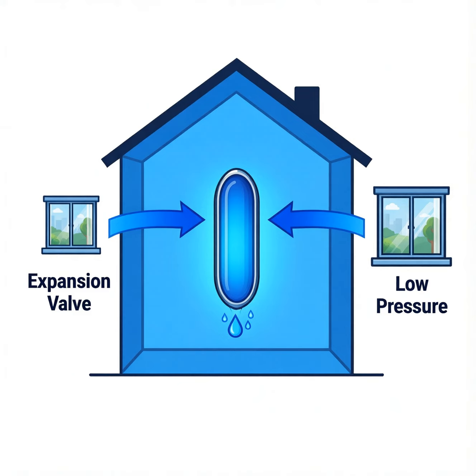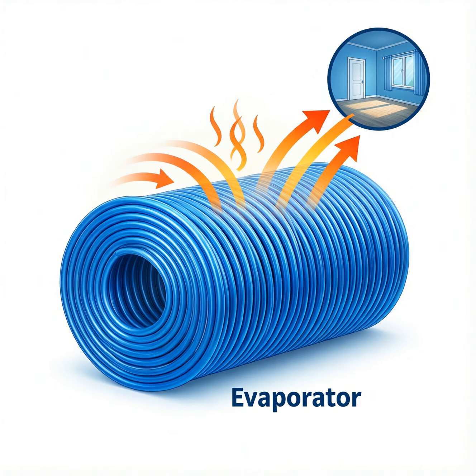An air conditioner uses a refrigerant that cycles through compression, condensation, expansion, and evaporation to transfer heat from inside your home to outside. This continuous loop keeps indoor air cool while releasing heat externally.